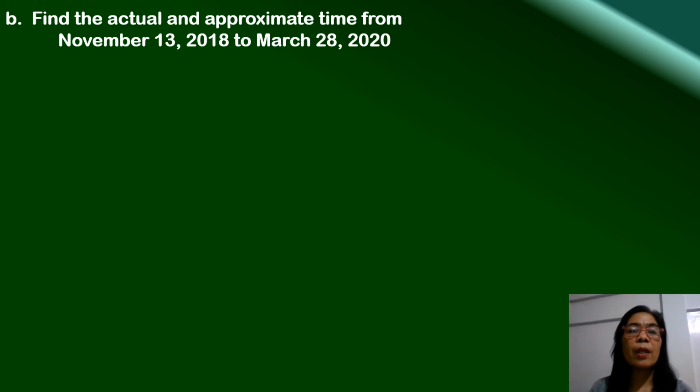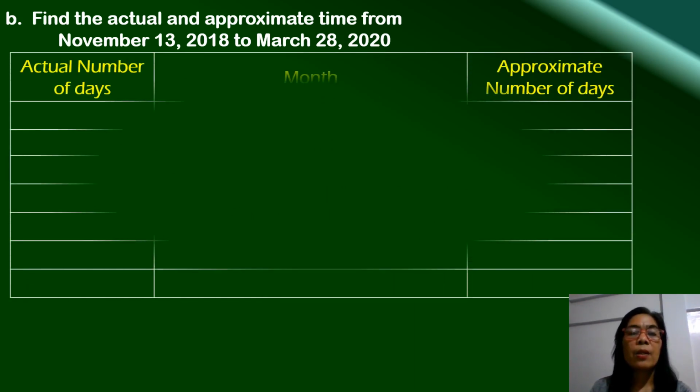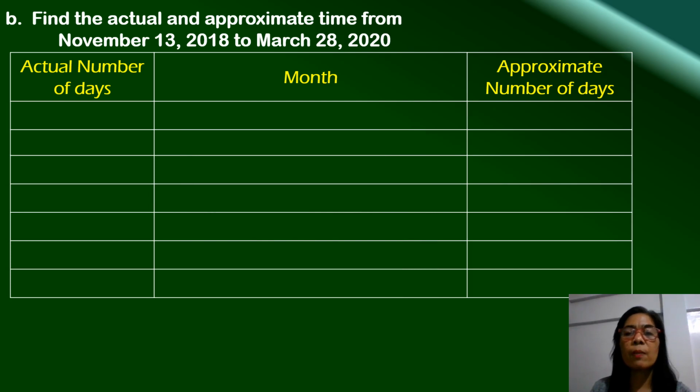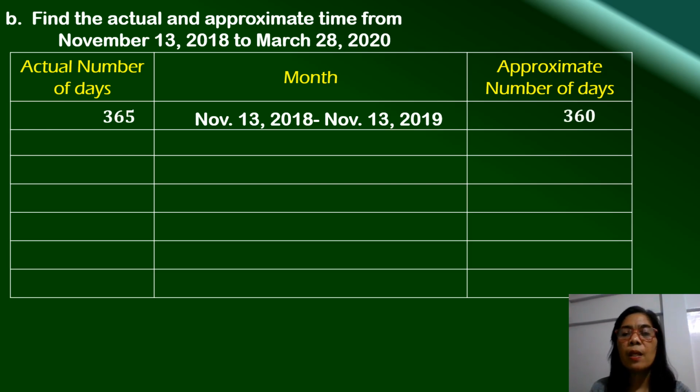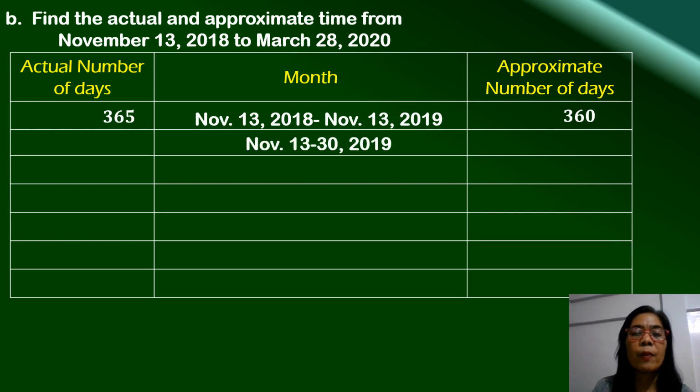Let us now determine the actual and approximate time from November 13, 2018 to March 28, 2020. So we construct the table showing the actual number of days, month, and approximate number of days. From November 13, 2018 to November 13, 2019, this is 1 year. Since this is a common year, we have 365 actual days and 360 approximate days. Then for the remaining days of November 2019, from November 13 to 30, there are 17 actual days and also 17 approximate days.